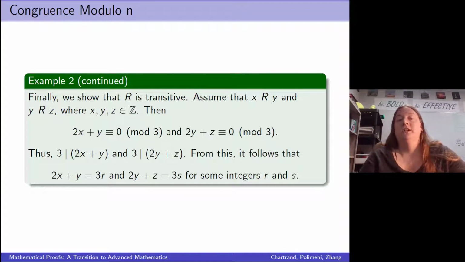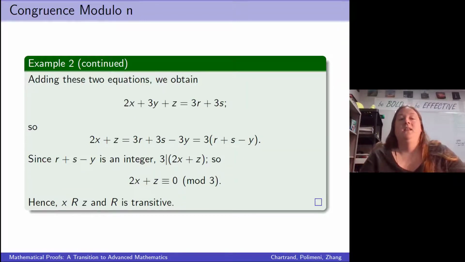Finally, to show that our relation is transitive, we're going to assume that x is related to y and y is related to z. Then 2x plus y is going to be congruent to 0 mod 3, and 2y plus z is going to be congruent to 0 mod 3. So 3 divides the quantity 2x plus y, and 3 divides the quantity 2y plus z. From that, we know that 2x plus y equals 3r, and 2y plus z equals 3s for some integers r and s.